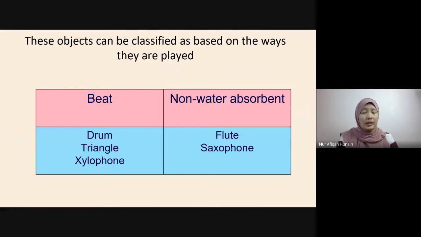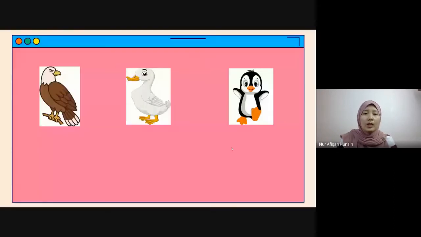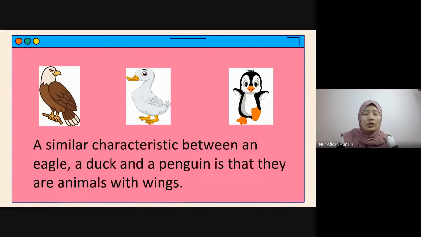Another example. This time I will give you several examples so that you understand how to observe. First, you need to observe, then you spot their similarities or differences. Then only you can classify those objects. Okay. This time, let's look at eagle, duck, and penguin. Spot their similarity. They have two legs, yes, and they have beaks, yes, and they have wings. So eagle, duck, and penguin can be classified into animals with wings.